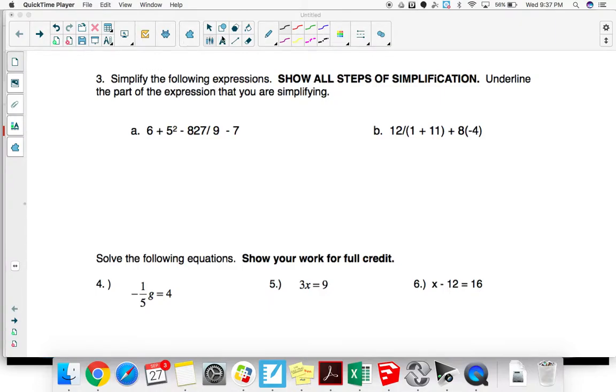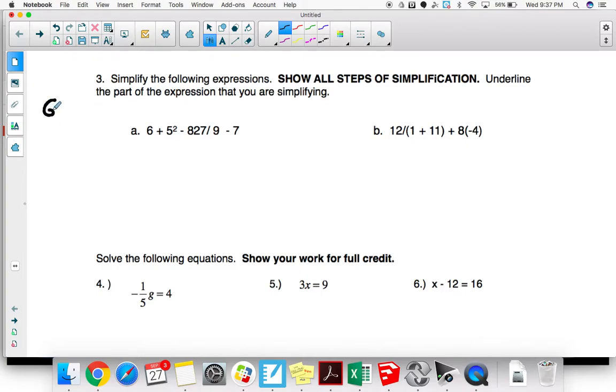This video will show you how to simplify question number 3 on the review. All right, now when I'm thinking about order of operations, I like to list out my steps that we learned earlier this unit. So GEMDAS or PEMDAS. Remember, G just stands for grouping symbols, E for exponents, M and D for multiply, divide, and add and subtract goes last.